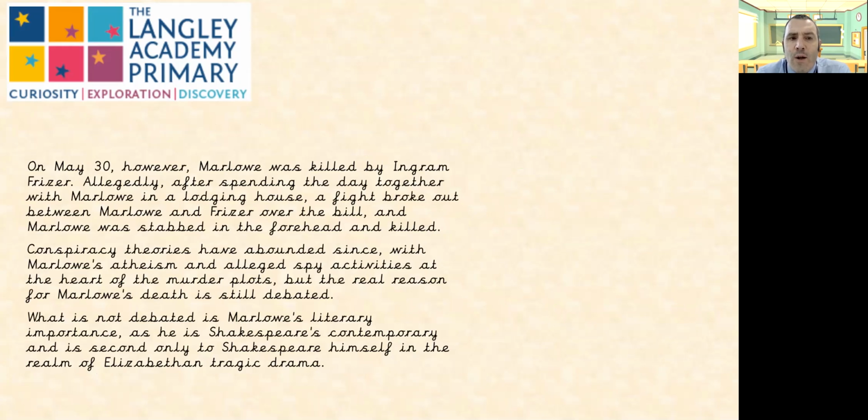On May the 30th, however, Marlowe was killed by Ingram Fraser. Allegedly, after spending the day together with Marlowe in a lodging house, a fight broke out between Marlowe and Fraser over the bill, and Marlowe was stabbed in the forehead and killed. Conspiracy theories have abounded since, with Marlowe's atheism and alleged spy activities at the heart of the murder plots. But the real reason for Marlowe's death is still debated.